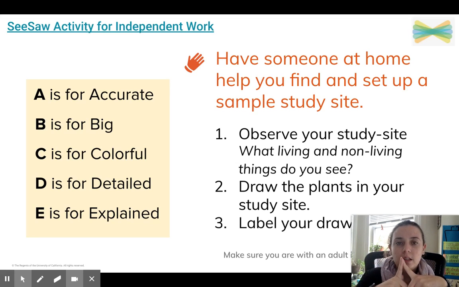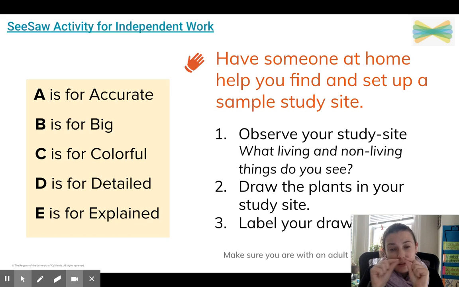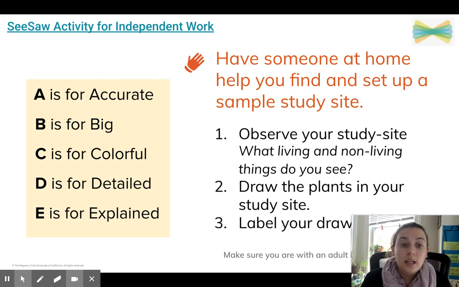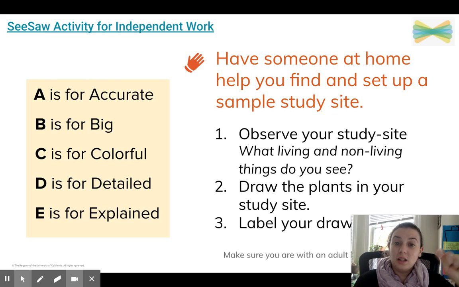B is for big. It's too hard to see an observation if it's tiny on the page. We want really big drawings that fill the whole page of your science notebook. C is for colorful. Remember, if you think a flower has yellow petals, but it actually has orange petals, we want to be able to see that. That's why we use colors. D is for detailed. That means that you have all the little parts that a flower has in your drawing. And E, explained. That means that you put labels on your drawings, and maybe you write a small short paragraph to explain what it is you drew.